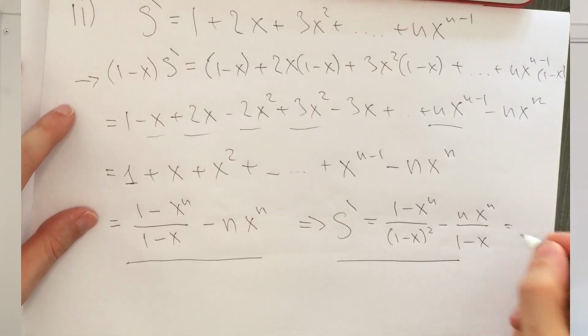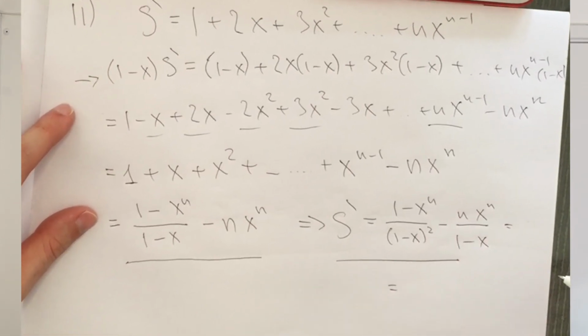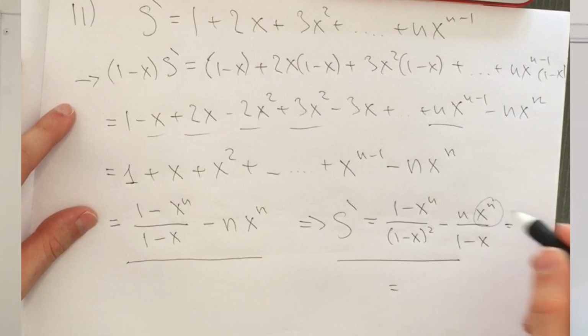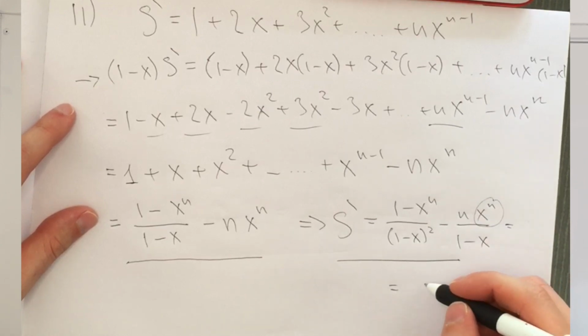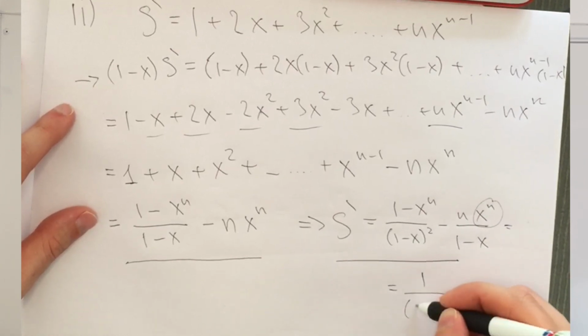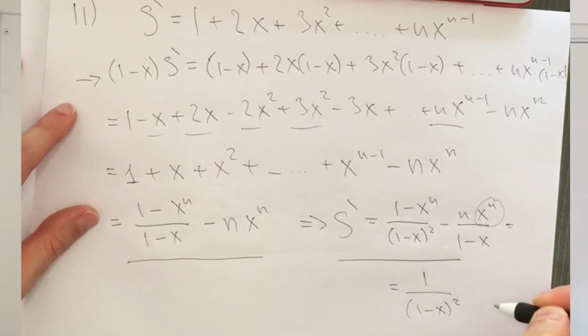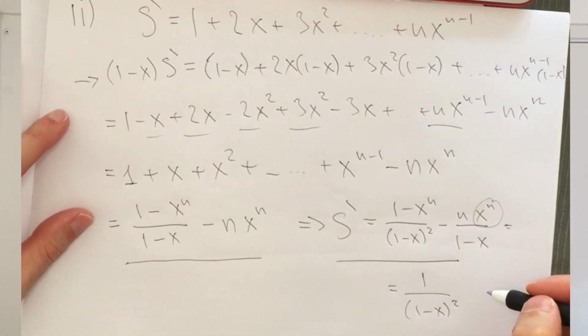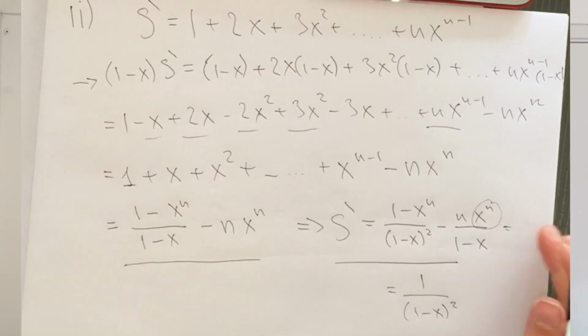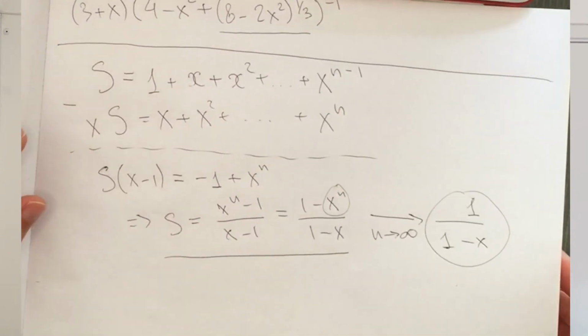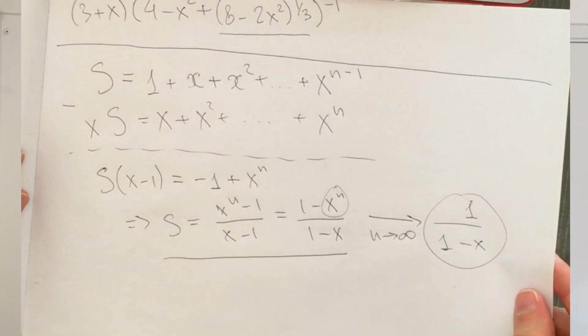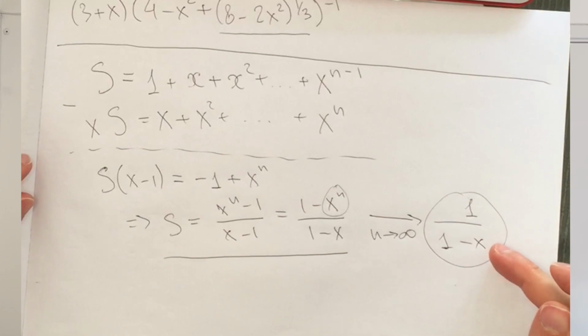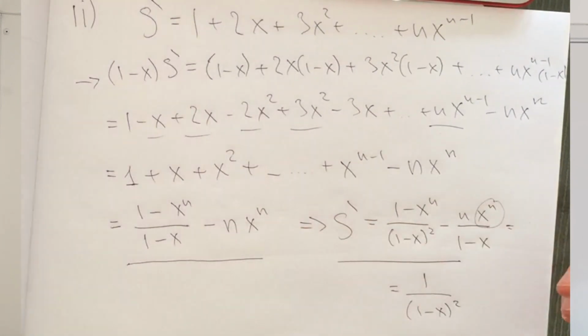And here, a similar thing will happen. So actually, does it mean that this term disappears? So basically we will have 1 over 1 minus x squared. Right, so that's interesting. When n is big, these two sums are almost the same. We just divide by one extra 1 minus x.